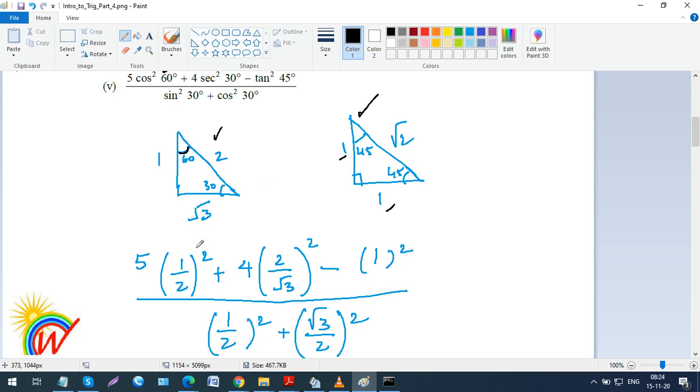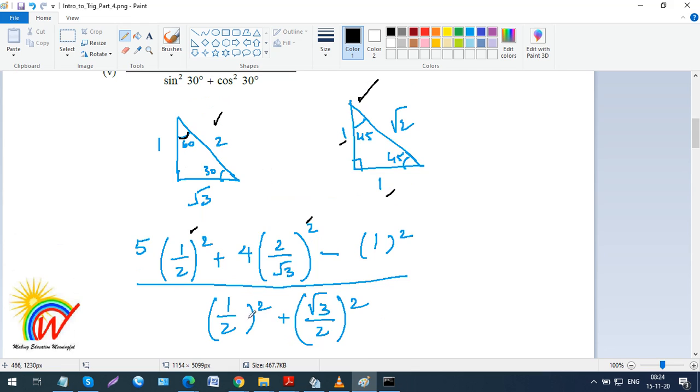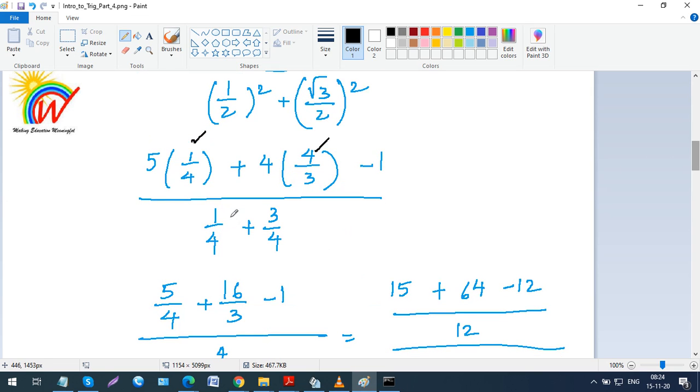1 by 2 the whole square, 2 by root 3 the whole square, and 1 square. And similarly at the bottom, sine 30 is 1 by 2 the whole square, and cos 30 is root 3 by 2, and since it's cos square, you have to square that also. So you get 5 into 1 by 2 the whole square, which is 1 by 4, and 4 into 2 by root 3 the whole square, which is 4 by 3, and then you get 1. At the bottom you get 1 by 2 the whole square, which is 1 by 4, and root 3 by 2 the whole square, which is 3 by 4.